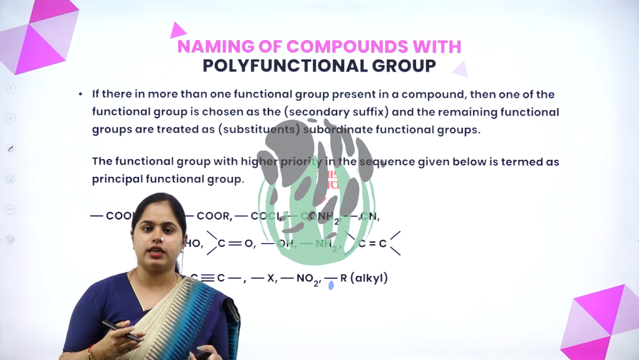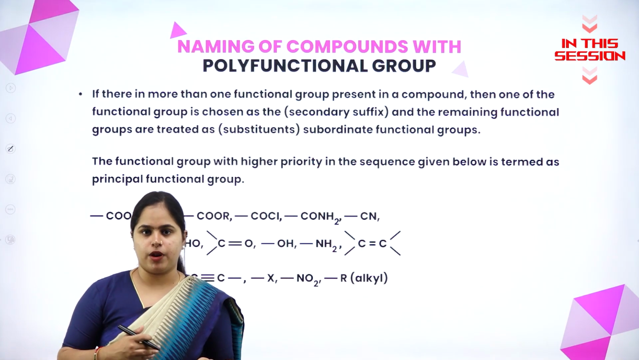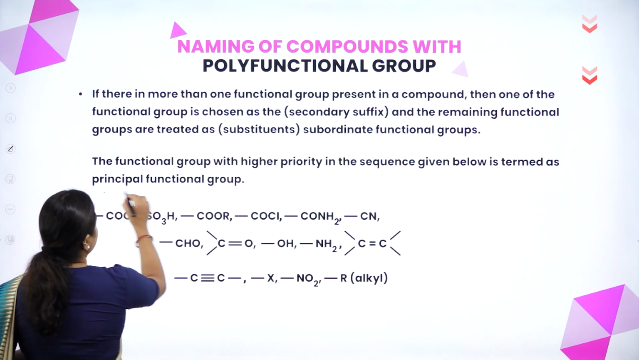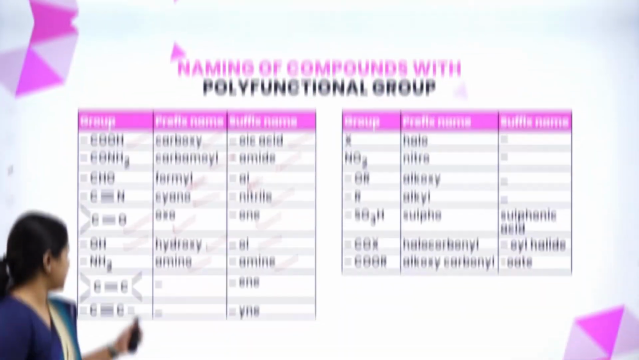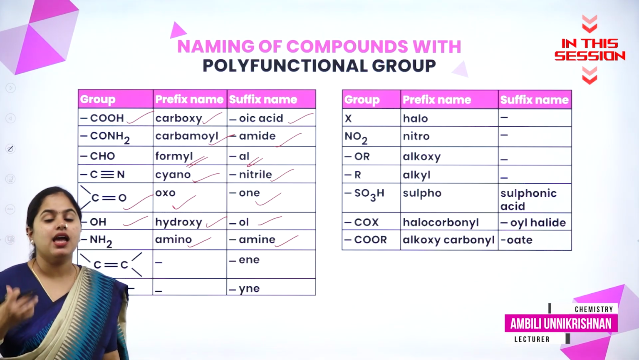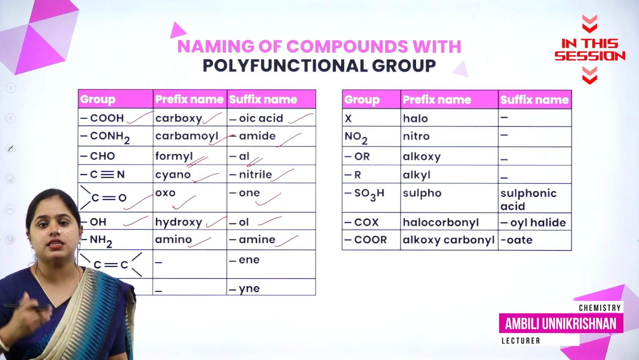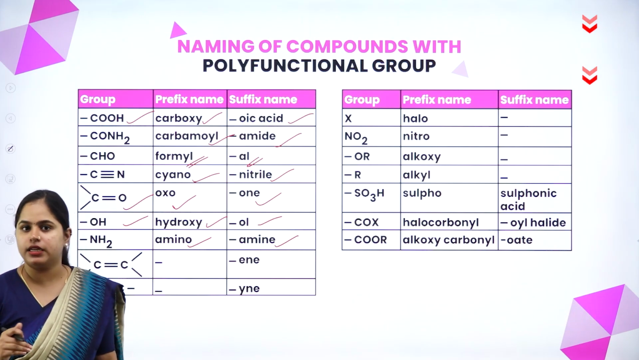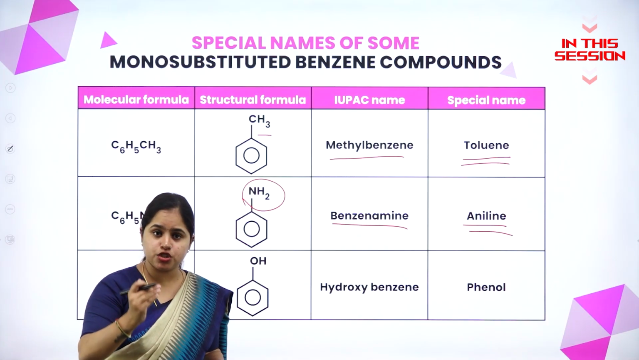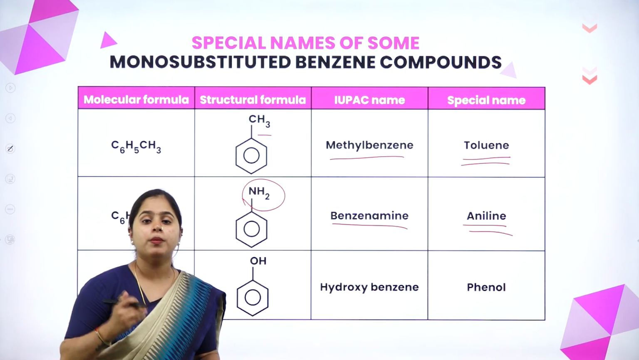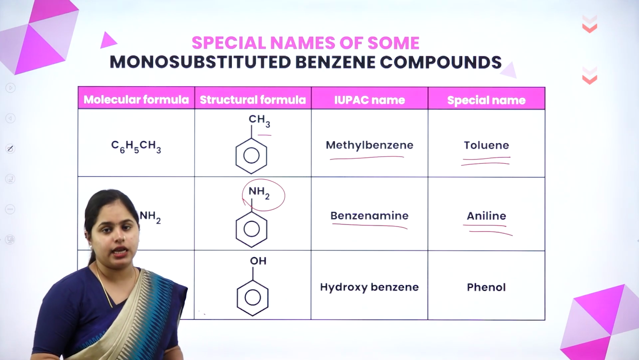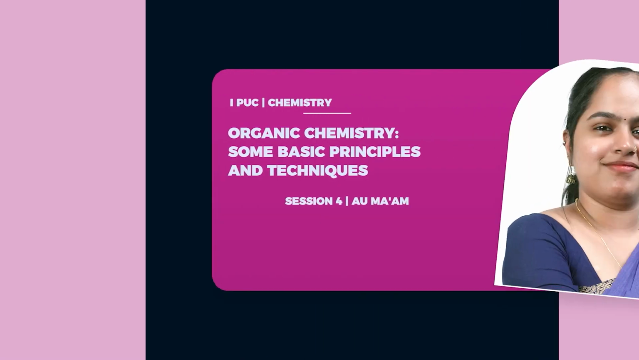According to the priority list, whichever comes first in the priority list will be considered as the principal functional group. C double bond C, it is alkene. Alkene never comes as a prefix, it will always be a suffix, and that too the primary suffix. A benzene ring substituted by an NH2 group will be called aniline, right? The special name is aniline.